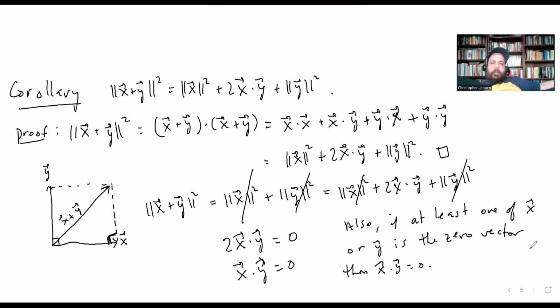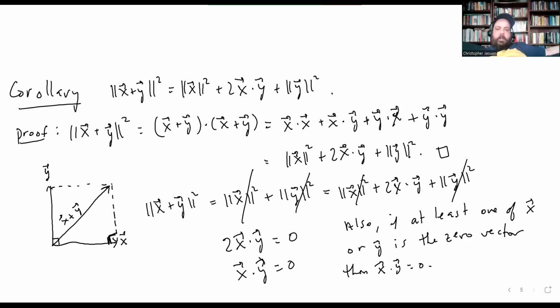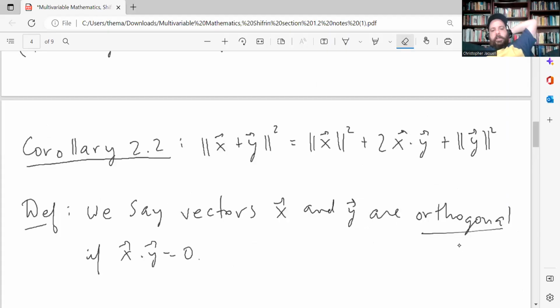We get the next definition that we have in the notes. Let me go back there. We say that the vectors x and y are orthogonal if the dot product between them is 0. They use orthogonal instead of perpendicular because of that one case where one of them can be the 0 vector. So in that case, I guess we consider the 0 vector to be perpendicular, or orthogonal, to every other vector.